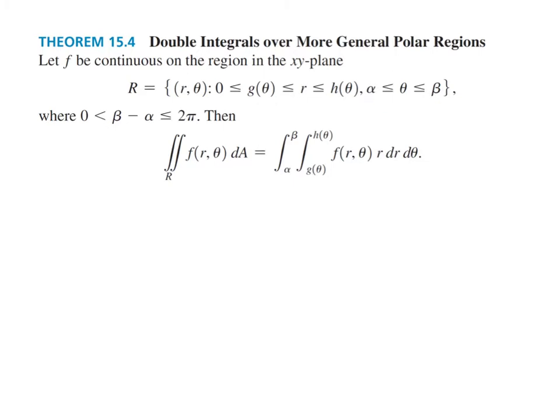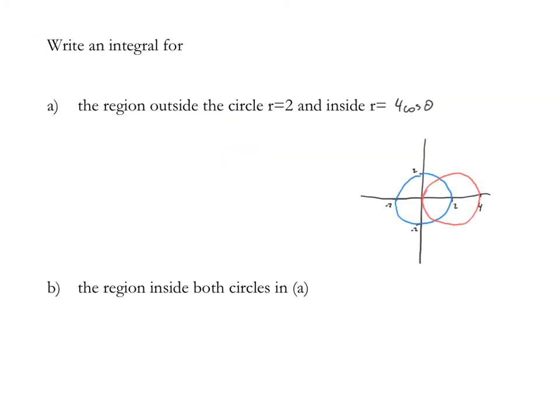The setup is pretty much the same, our function times r dr d theta. But again, instead of the r bounds being constants from a to b, 0 to 2, 2 to 4, they're some function of theta. And so we'll look at an example involving that.